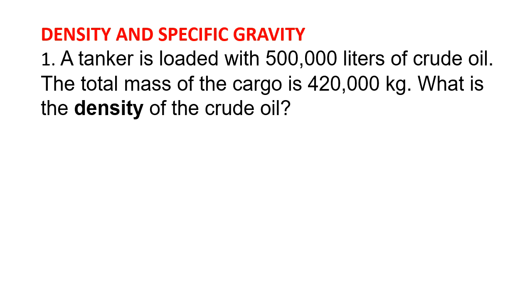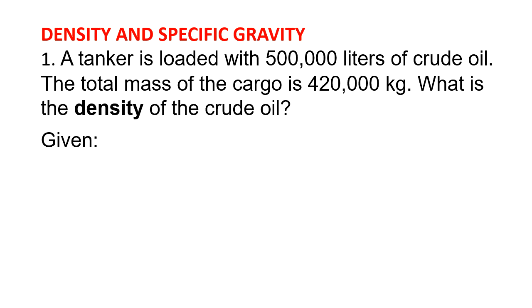First, we have the problem. A tanker is loaded with 500,000 liters of crude oil. The total mass of the cargo is 420,000 kilograms. What is the density of the crude oil? Now, in solving problems, remember that we have the following steps. First, we have to read and understand the problem. Second, we have to know what is asked and what are given. And then after that, we make a plan and execute our plan in solving our problem.